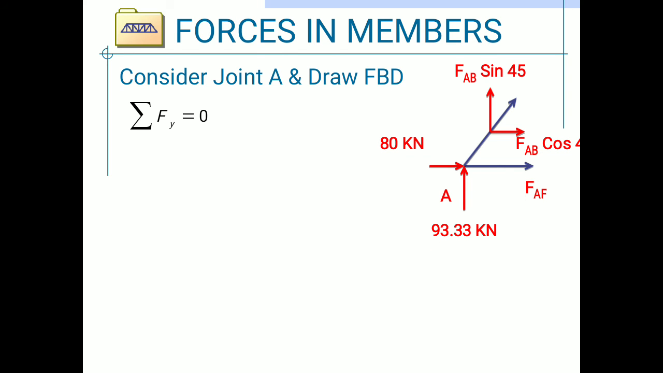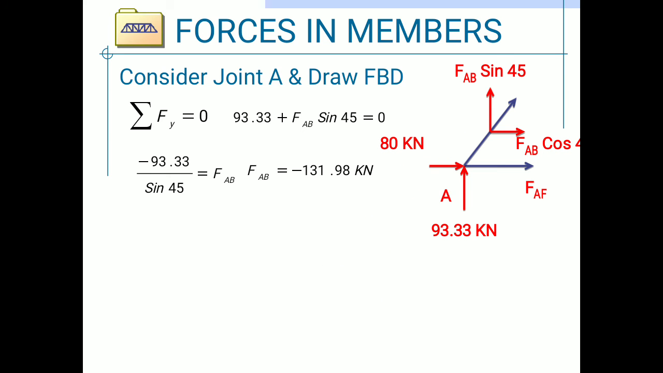By applying the condition summation Fy is equal to 0, summation of vertical forces, there are two vertical forces, that is FAB sin 45 and 93.33 kilonewton. Both are in the upward direction, so taken as positive. The equation is 93.33 plus FAB sin 45 is equal to 0. By solving the equation, we get the value of FAB, which is minus 131.98 kilonewton.